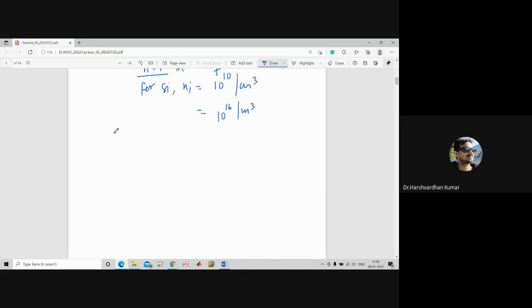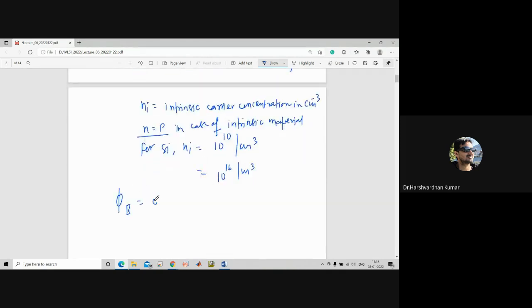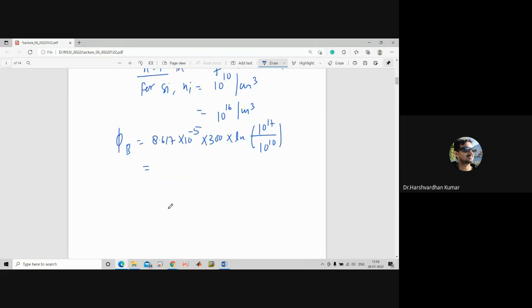Phi b is the bulk potential, which is equal to 8.617 into 10 to the power minus 5 multiplied by 300 multiplied by ln of Na, which is 10 to the power 17 per centimeter cube, by Ni, which is 10 to the power 10. So how much value are you getting? Calculate and tell me the value of phi b.